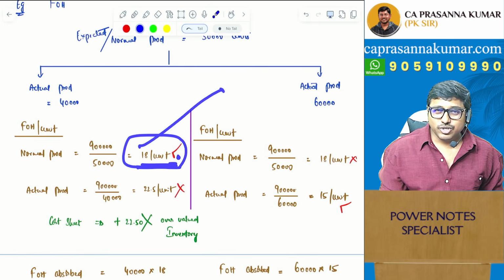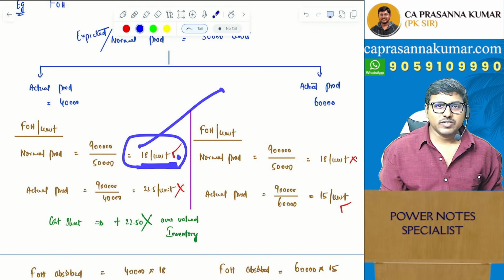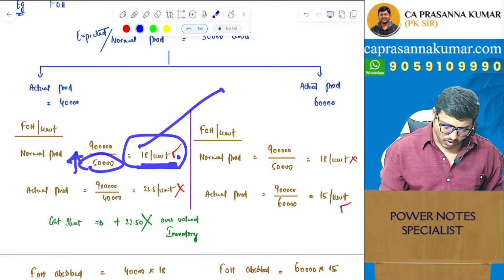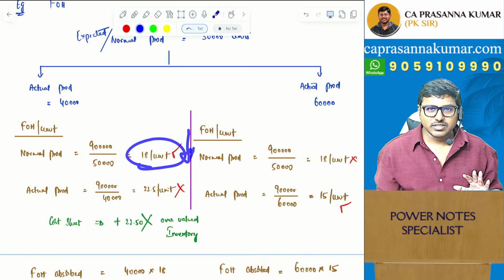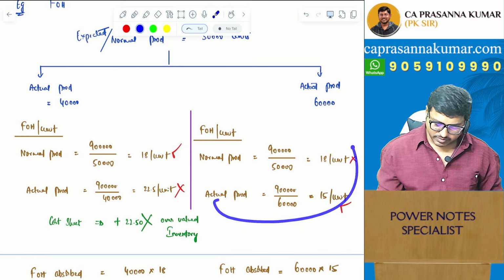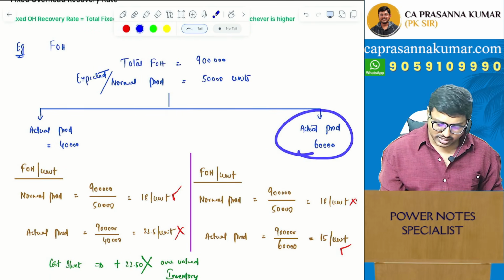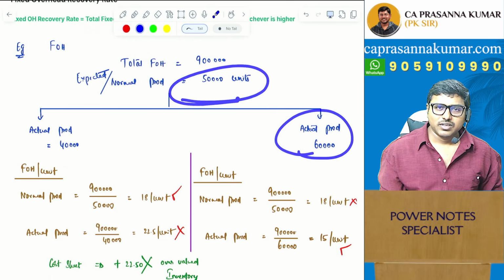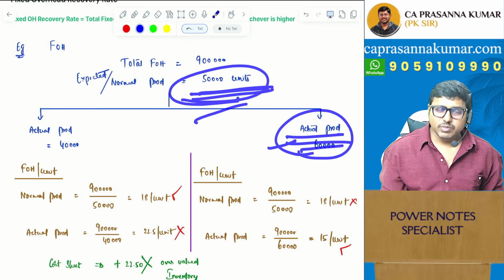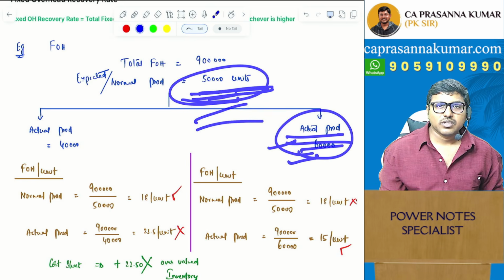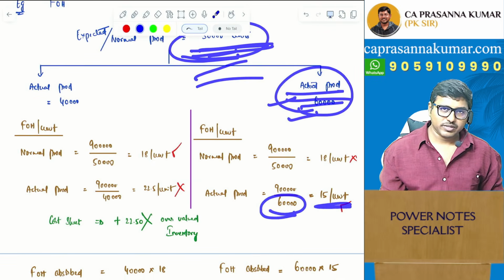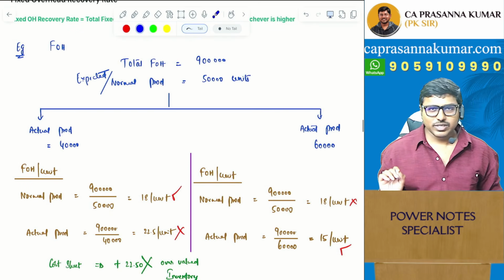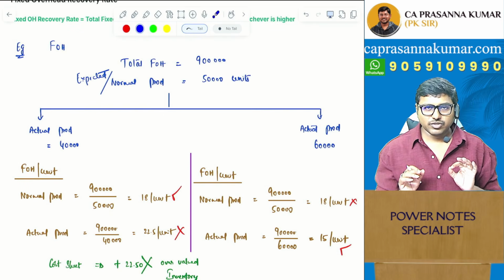Now you might be interested to know why it is whichever is higher. Again, conservatism logic only. When the denominator is higher, automatically the resultant number will be lower, so that you will be absorbing less. Look at this particular scenario. If your actual production is greater than normal production, what's going to happen in this case? Whichever is higher, exactly. You will be going for actual production, which is 15 per unit.